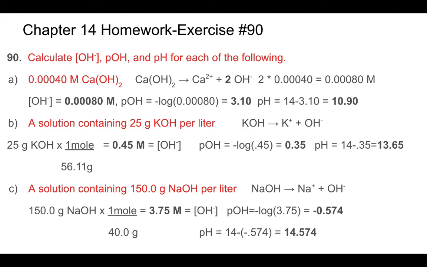A solution containing 25 grams of KOH per liter. Got to change 25 grams to moles. I added up KOH, got 56.11 grams, which equals 0.45 molar. That means my pOH is going to be the negative log of 0.45, which is 0.35. And the pH equals 14 minus that, which is 13.65.